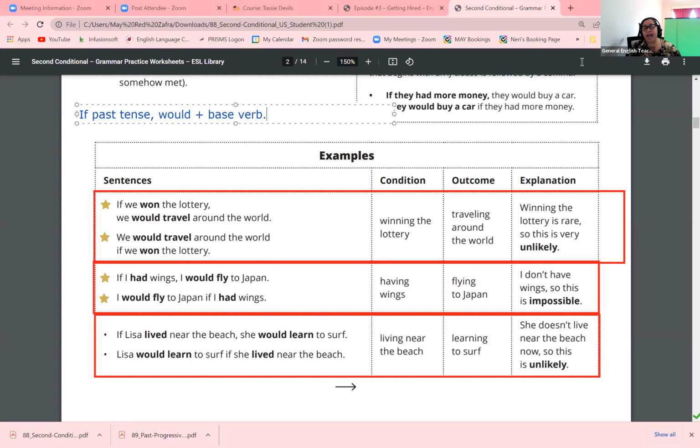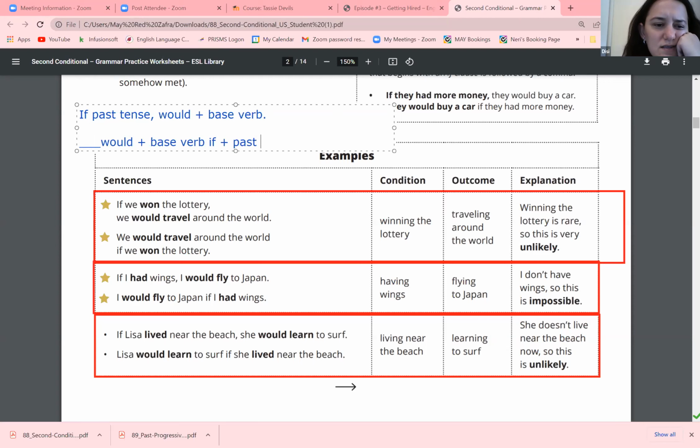Now I want you to try and give me the sentence which is opposite. The if is in the middle. Give me a sentence that the if is in the middle. So we will start with would plus base verb. Then if plus past tense. We have to do the same sentences, but with the word before. Now you can use a new sentence. It doesn't matter. It's good to use a different one.